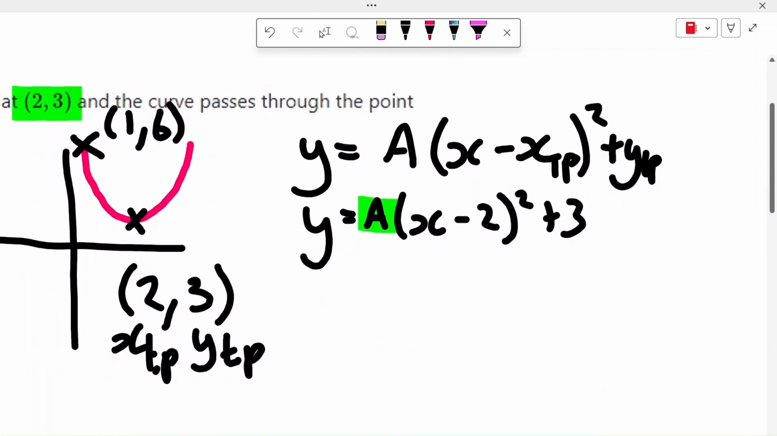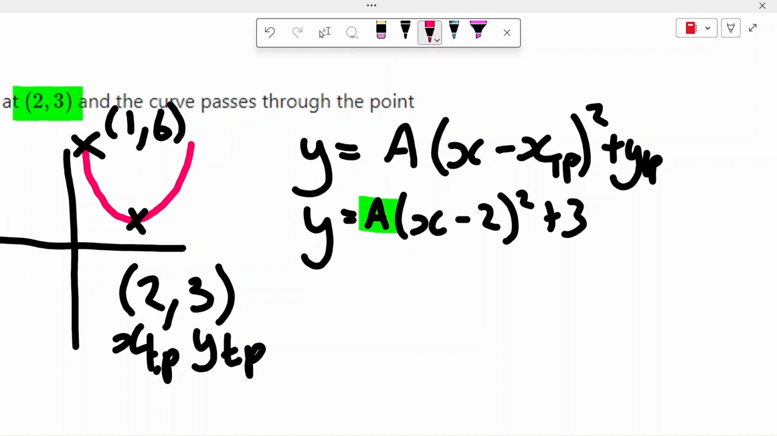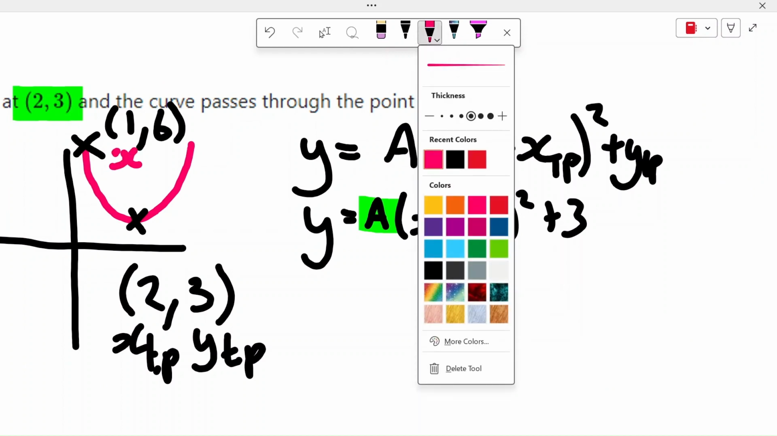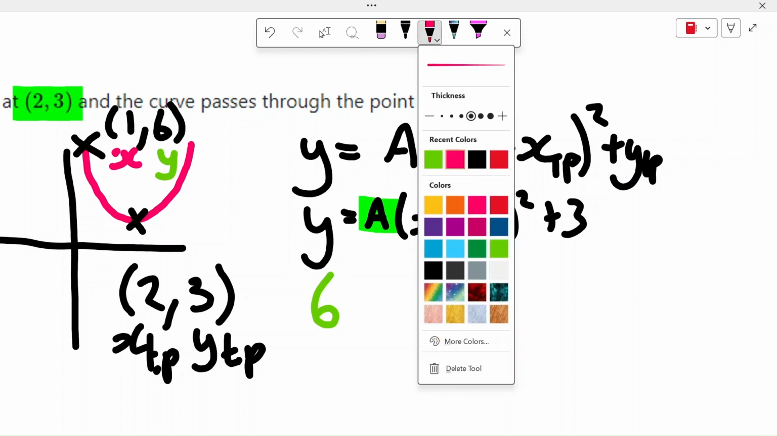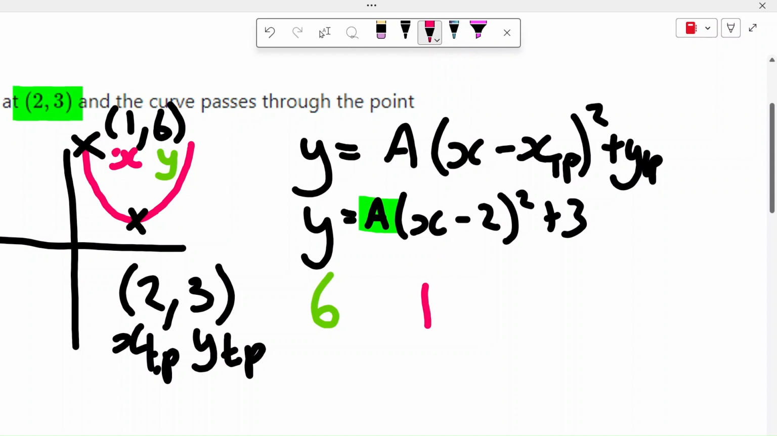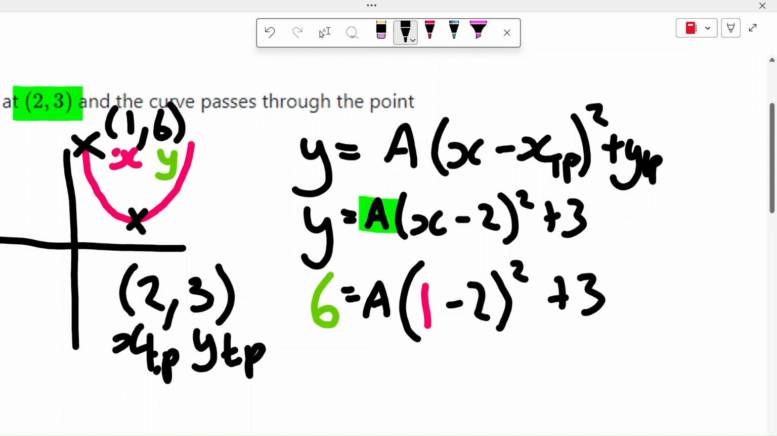So now what we can do is just substitute x is equal to 1 and y is equal to 6. So if we pop that in, and I'll pop in the rest of the values. We still don't know what a is. That's just some number. And let's simplify and solve for a.